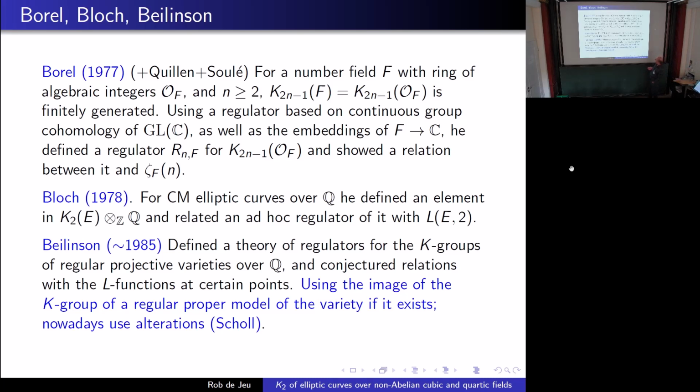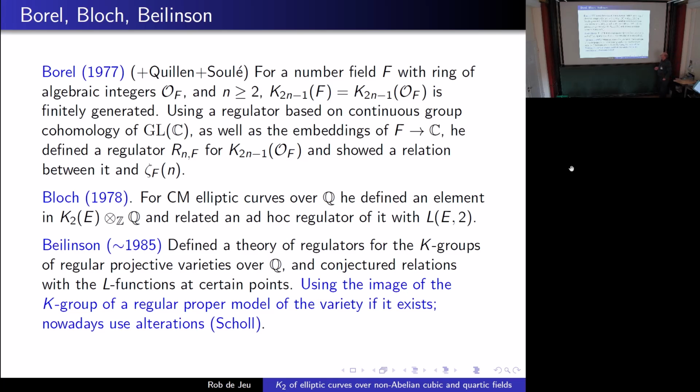So Bloch, not much later, thought, hey, maybe we can do something like this for elliptic curves. He took CM elliptic curves over Q, defined an element in K2, let's say tensored with Q for simplicity, produced an ad hoc regulator, at least in those days ad hoc, and related this to the L-function at 2. Then Beilinson came along, and in the introduction of his paper he says he tried to understand Borel's results and Bloch's results, and then he apparently understood them rather well, because he came up with an enormous generalization relating K groups and regulators to special values of L-functions, and provided ample evidence.